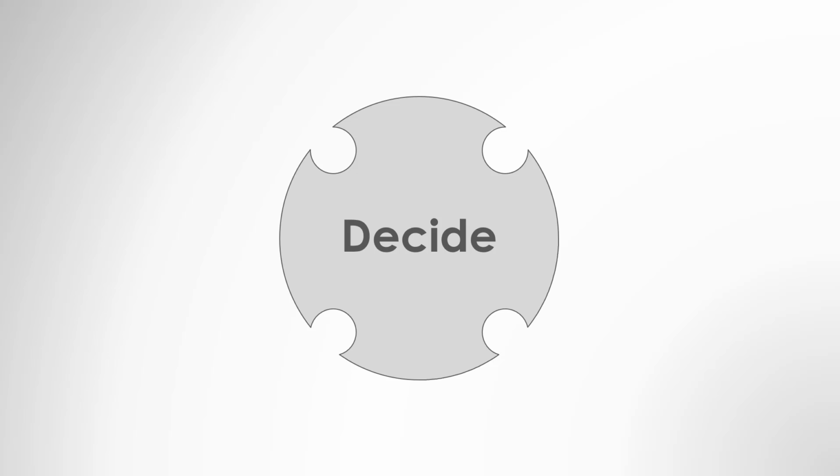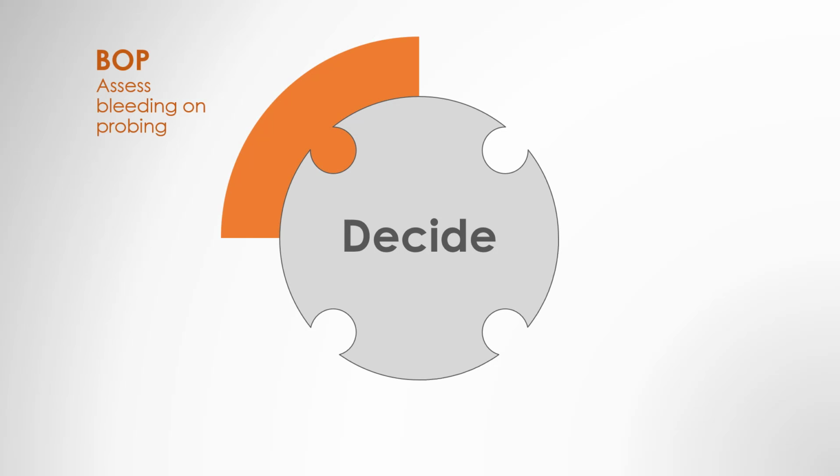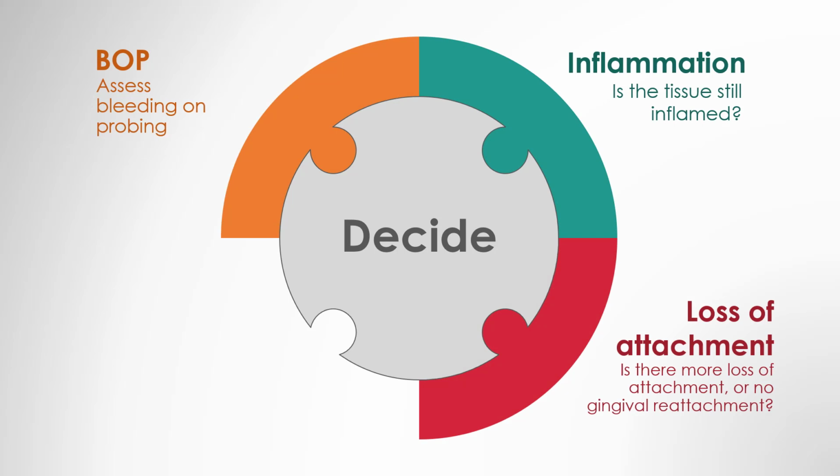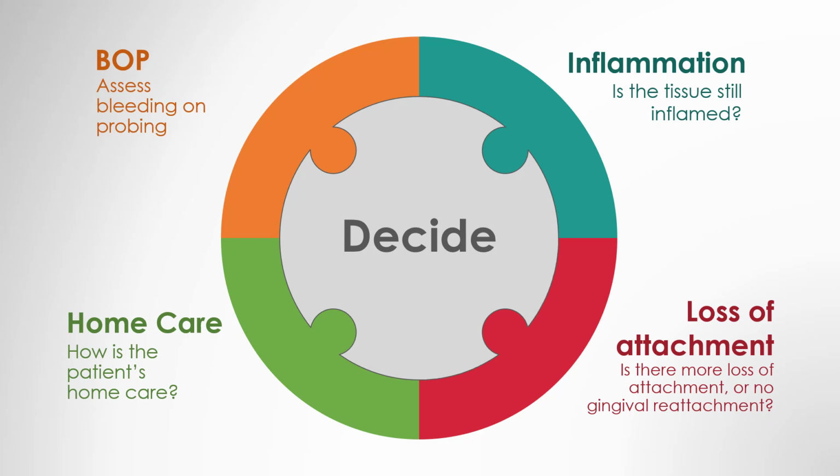When evaluating the next steps for the patient, we should identify any non-responsive disease sites. These may include sites that continue to bleed, show signs of continued inflammation, or even additional loss of attachment. Non-responsive sites should be checked for the presence of residual calculus deposits and biofilm accumulation, and the ability of the patient to provide adequate home care.